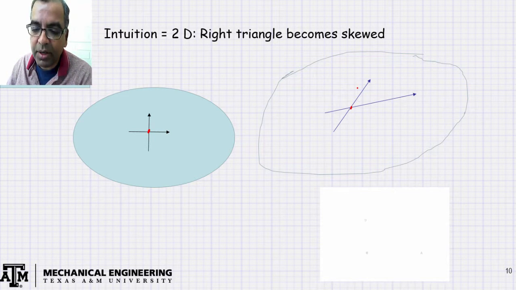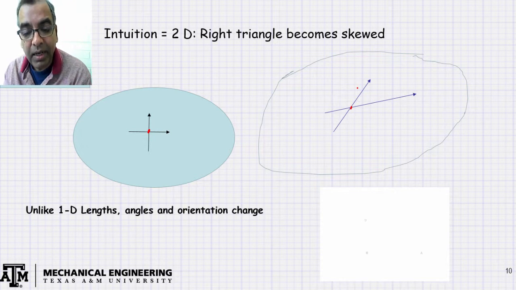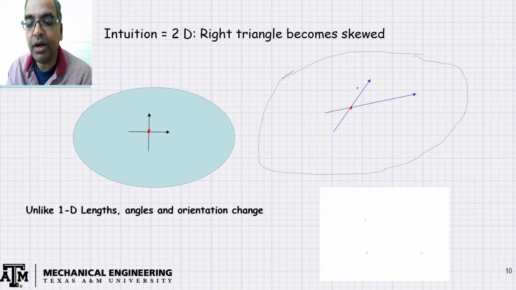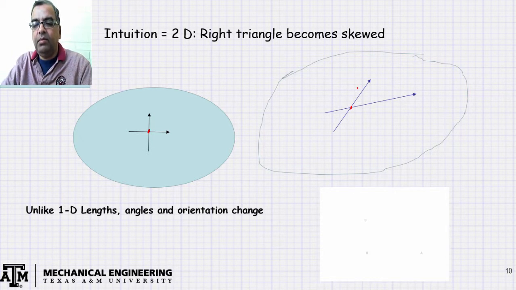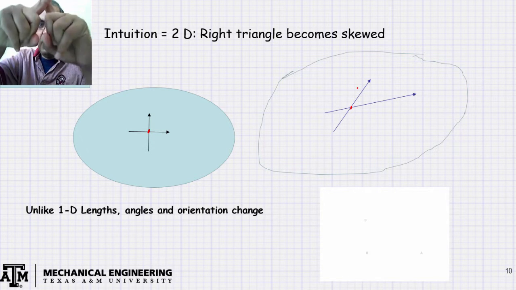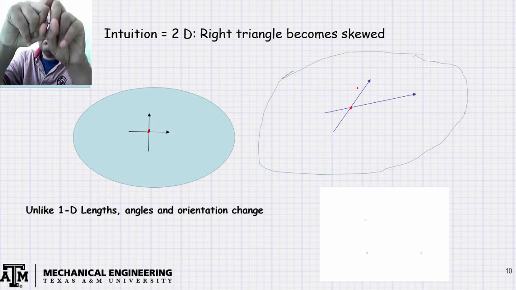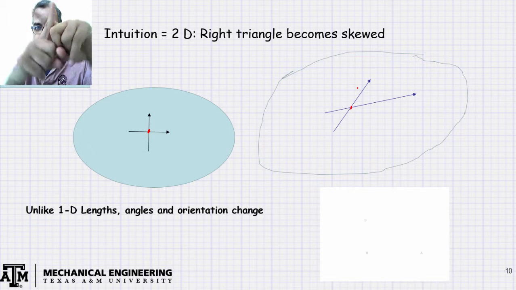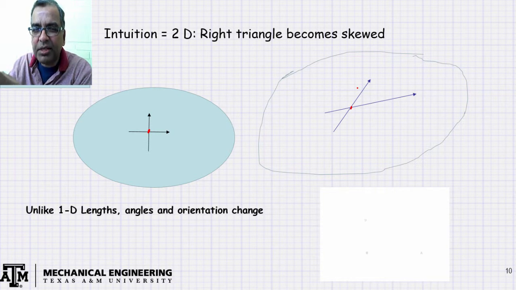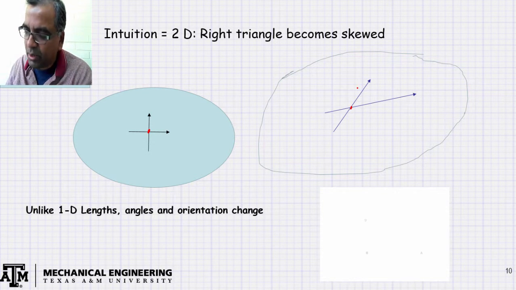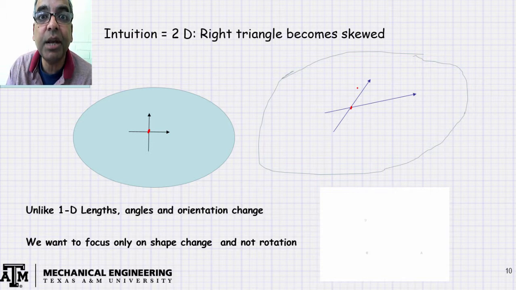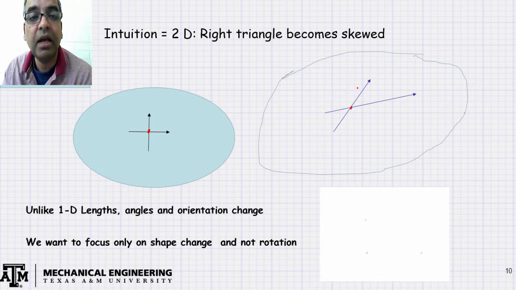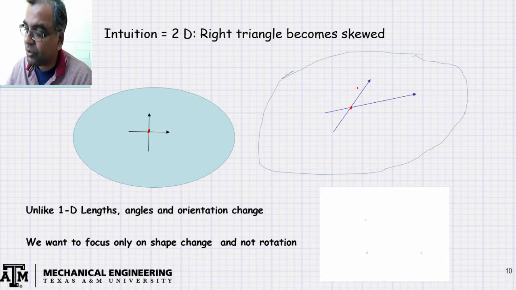So if you want to think about it, unlike 1D lengths, here lengths, angles and orientation will change. So what used to be this way becomes kind of like that. See what I mean? So length will change, angle will change, location will change, orientation will change. But what we are very much interested in is only shape change. We want to get rid of orientation change, and there's a very clever way of doing it, and I'll show you that in a second.